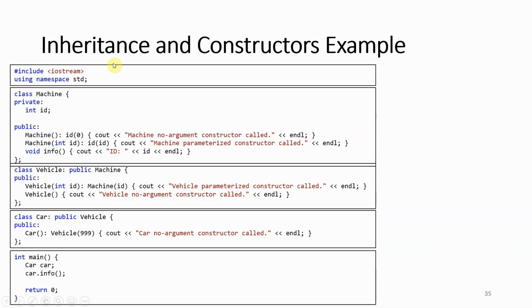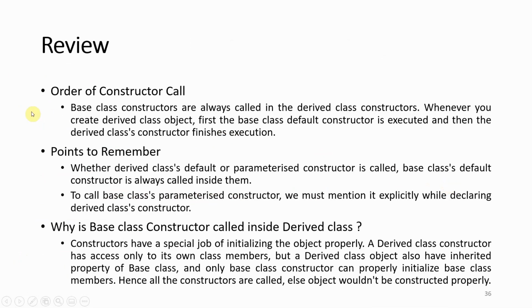I want you to analyze this code. This is a good example that you can analyze the constructor calls using three different classes. You see, we have a superclass machine, vehicle is derived from class machine, and car is derived from class vehicle. So I want you to analyze this and see what the output is, and then you can double check it yourself using a program. So remember, the order of the constructor calls is always from base to derived.